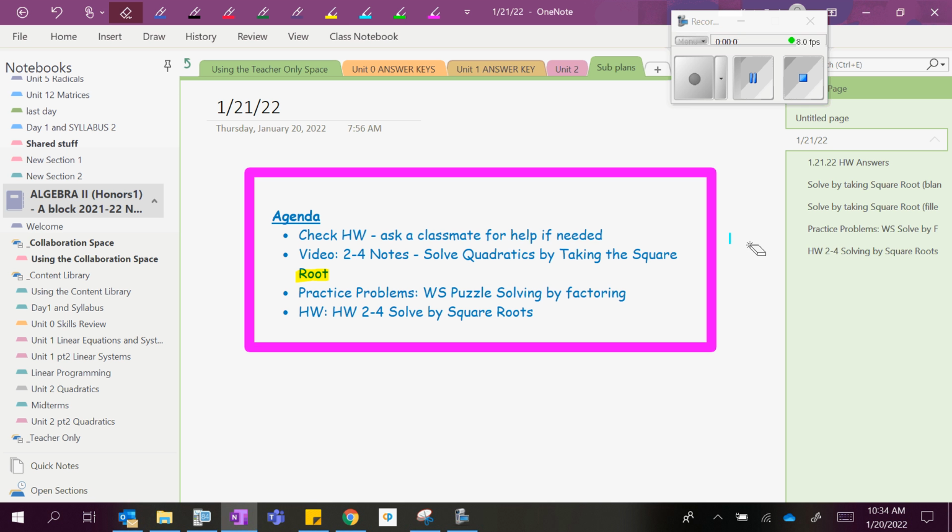So first, just to take a look, all of this is in your OneNote, in Content Library, so you'll need to go out and get it instead of me sending it to you. But here's the agenda if you guys haven't gone over it yet.